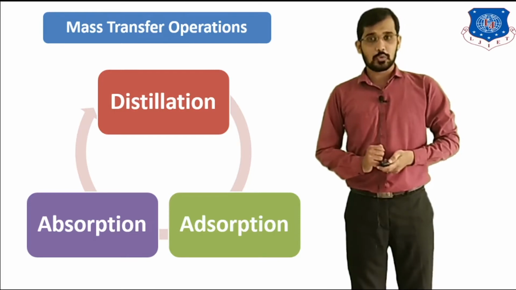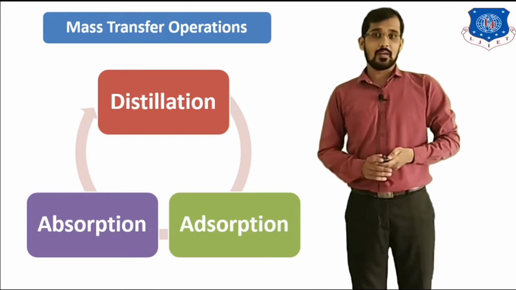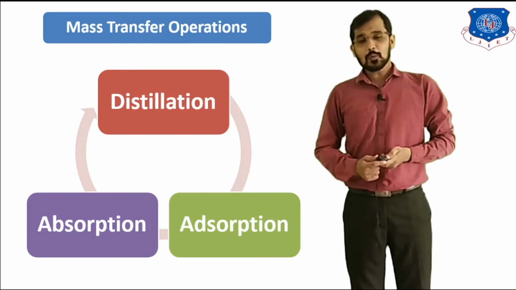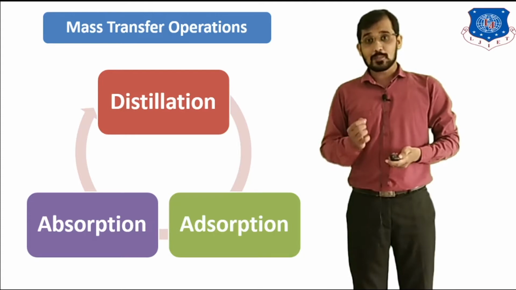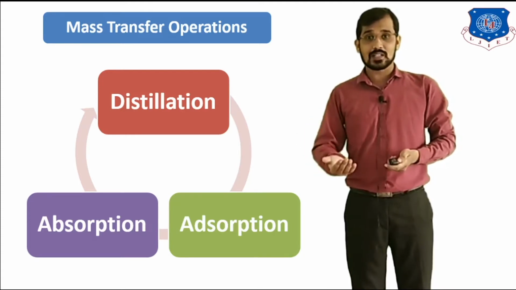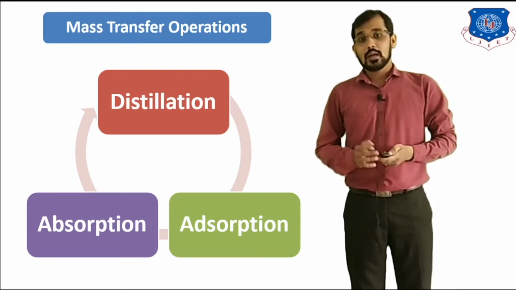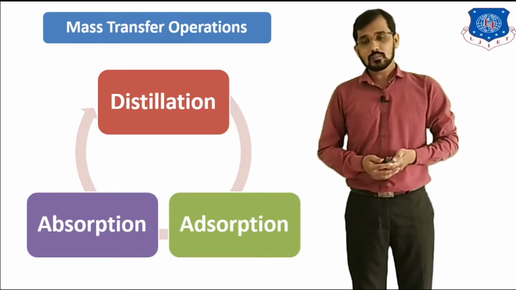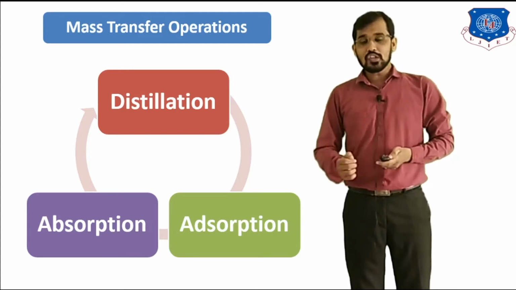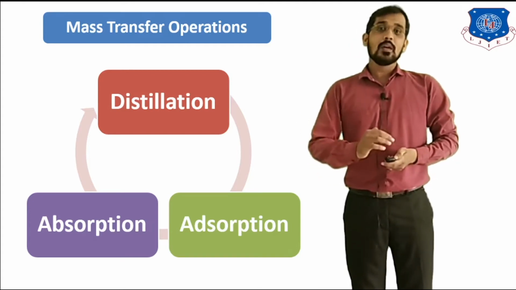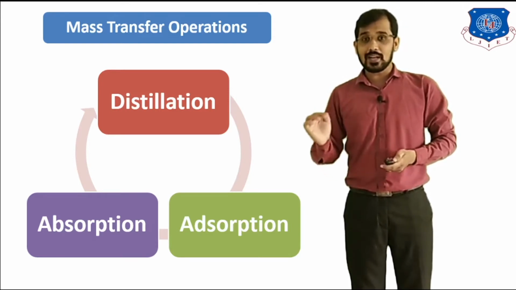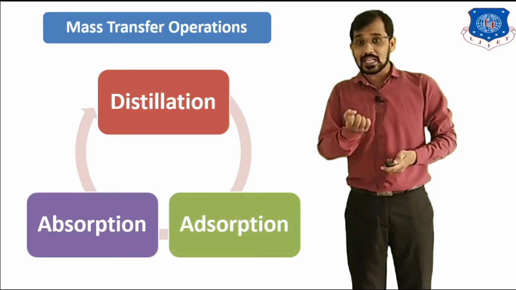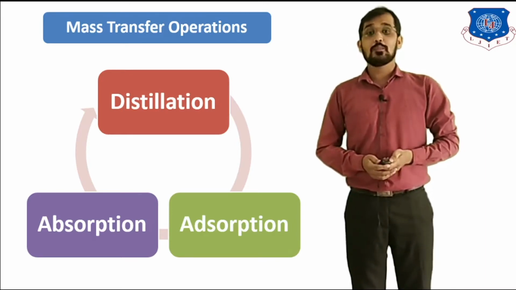Next one is adsorption. Adsorption is a surface phenomenon in which one substance accumulates over another substance. That process is known as adsorption, and the substance which accumulates is known as the adsorbate, and the substance over which it accumulates is known as the adsorbent. The third process is absorption, in which one substance penetrates into another substance. The substance which penetrates is known as the absorbate, and the substance in which penetration takes place is known as the absorbent.